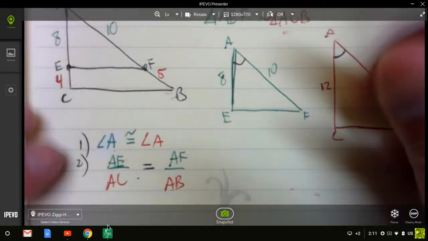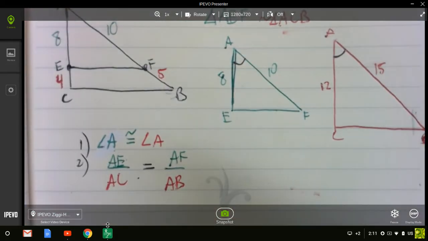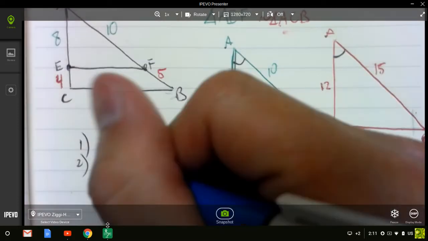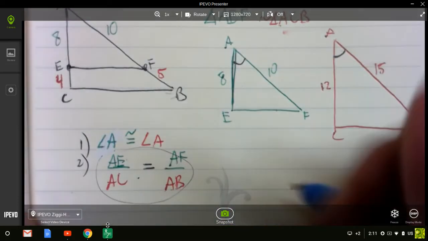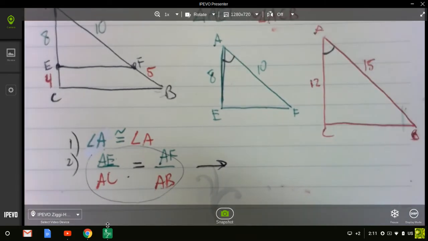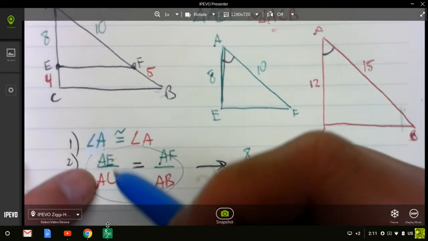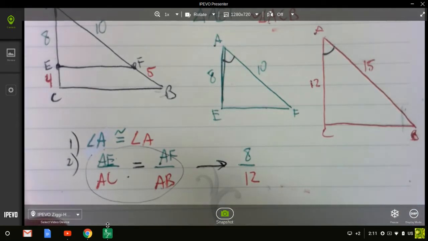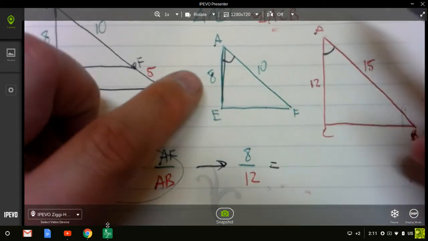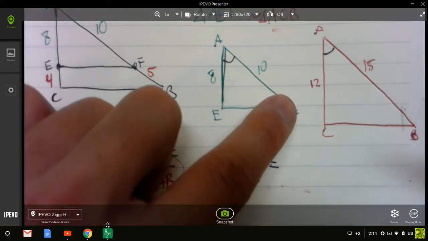Okay, so I think the ratio of these two sides is going to be equal to the ratio of these two sides, or proportional. So I'm going to put in some values. I'm going to rewrite this whole statement off to the right here because I'm running out of space on my paper. So AE is going to be 8 divided by AC, which is 12. I'm substituting in values for AE and AC. And let's see if that is going to be equal to the ratio AF over AB, which is 10 divided by 15.